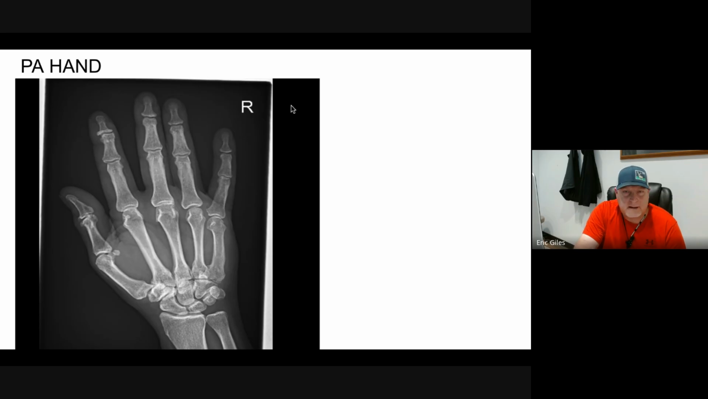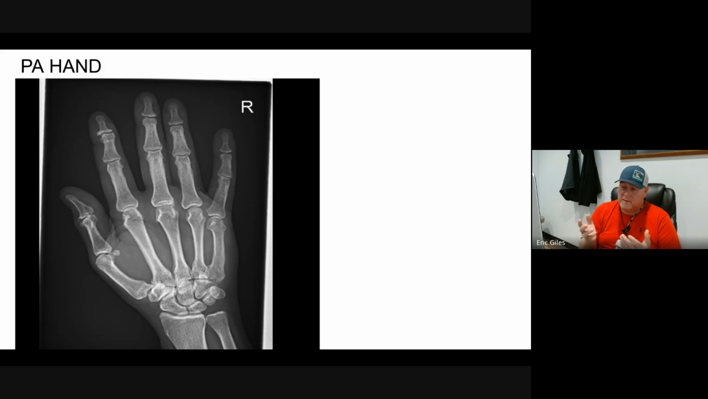And I'm going to preach that. When we're doing extremities, our marker needs to be on the lateral side. Let's be uniform about things. Our marker, first of all, doesn't need to be in any anatomy, right? It needs to be outside of the anatomy.